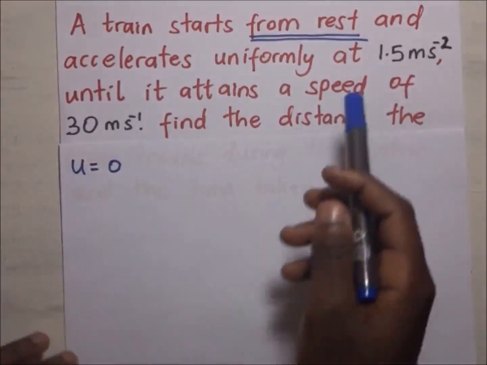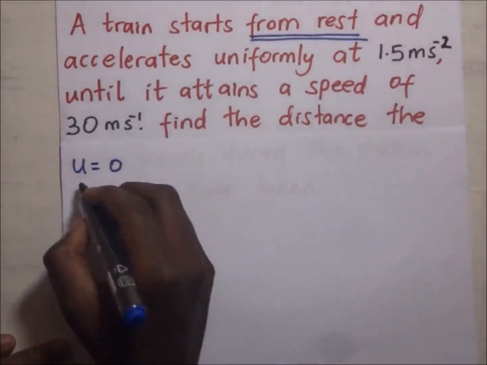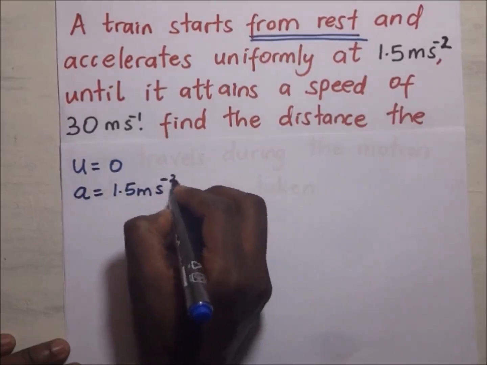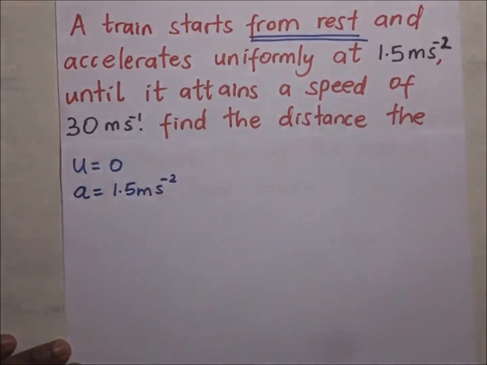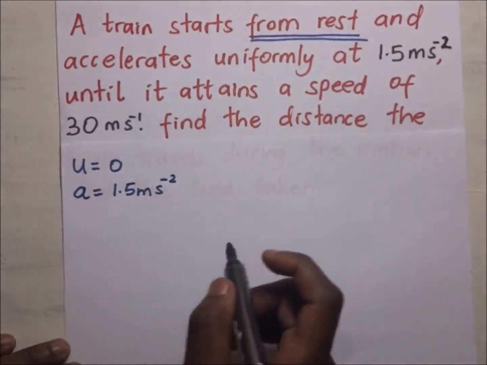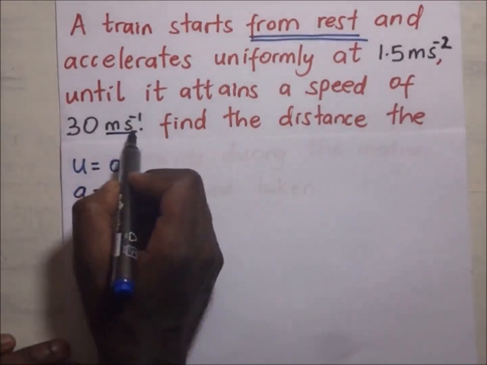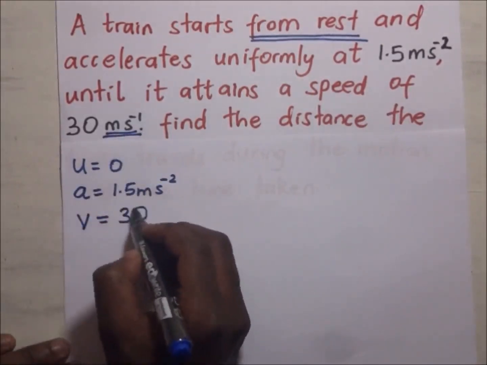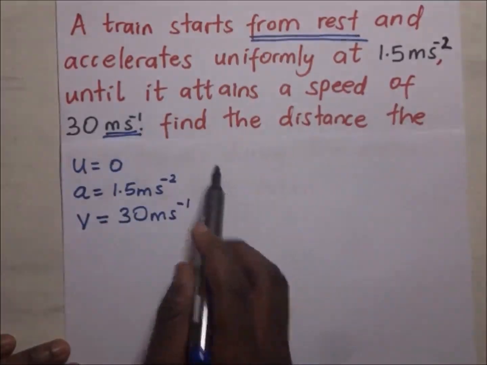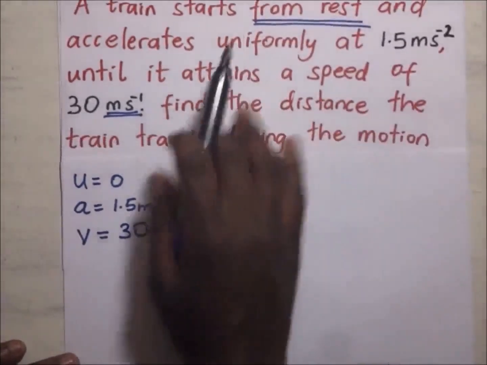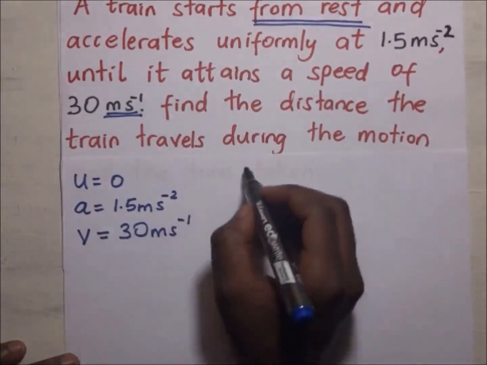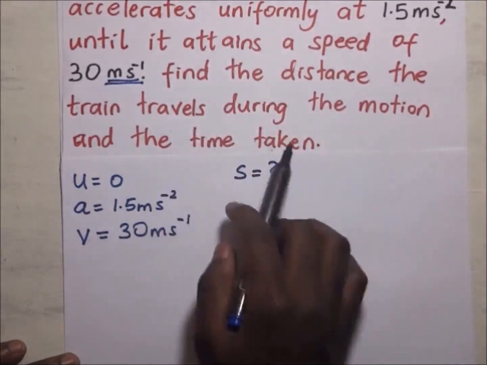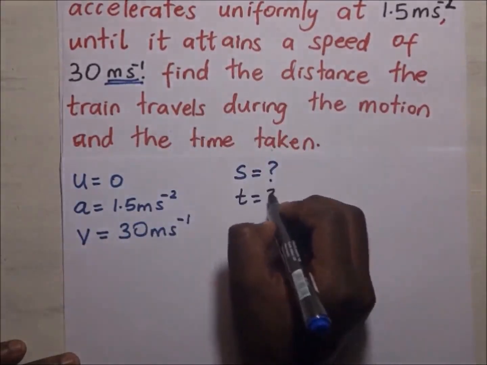And it accelerates uniformly at 1.5 meters per second. So it means that its acceleration here is 1.5 meters per second squared until it attains a speed of 30 meters per second. So it accelerates until it attains a speed, and this is the final velocity. So it attains a final velocity V of 30 meters per second. You're required to find the distance the train travels during the motion, and you also need to find the time taken.